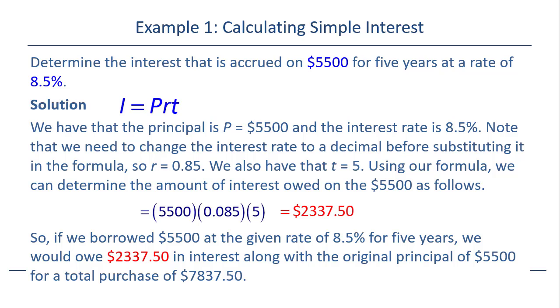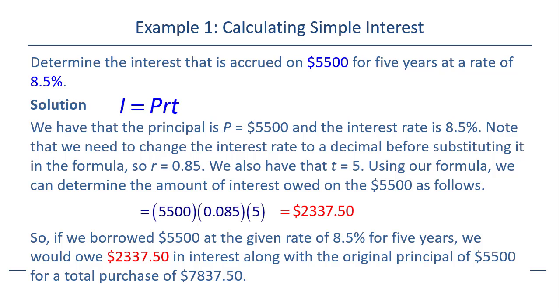So here's a simple example. If you want to determine the interest that is accrued, i.e. owed, on $5,500, if you have it for 5 years at a rate of 8.5%, you simply plug in everything that you know. You know the principal, the amount borrowed, was $5,500. That goes in for P. You know the interest rate is 8.5. You write that as a decimal, 0.085. And you know the amount of time, 5 years. So you put a 5 in there. You multiply those all together, and you would owe $2,337.50 at the end of those 5 years, in addition to, of course, the $5,500. So the total amount owed would be $7,837.50.